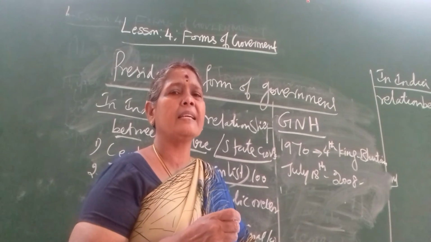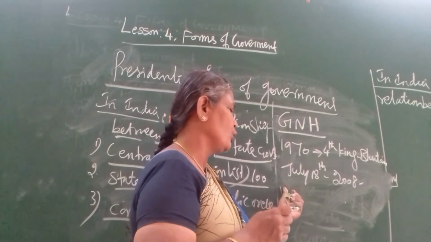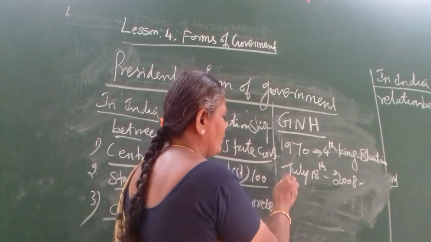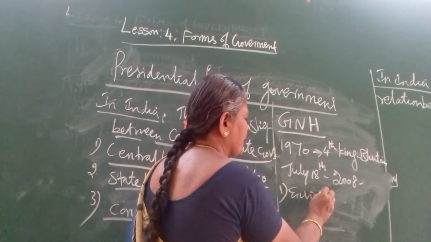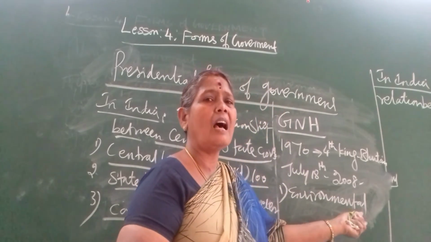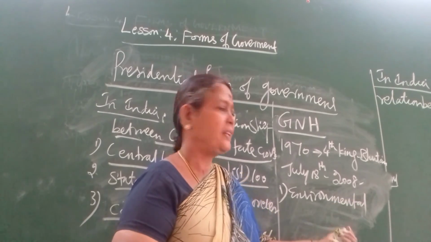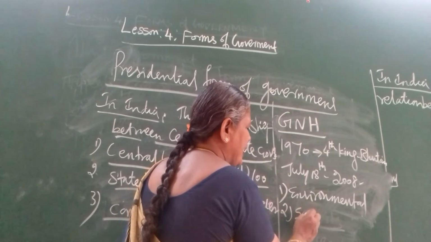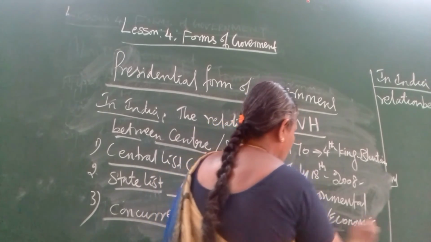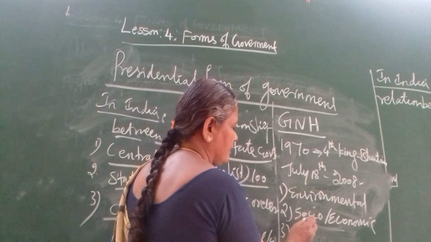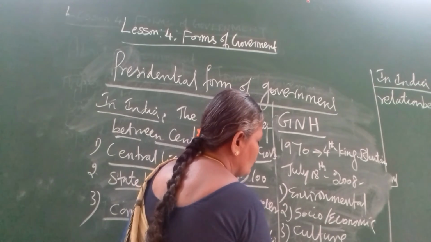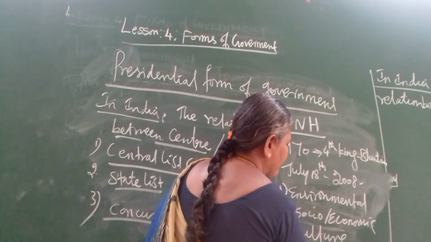How is it to be achieved? According to this, it could be achieved by 4 things. One is environmental protection, conservation and preservation of the environment. Second one is socio-economic development. Third one, preservation and conservation of culture. Then fourth one, good governance.